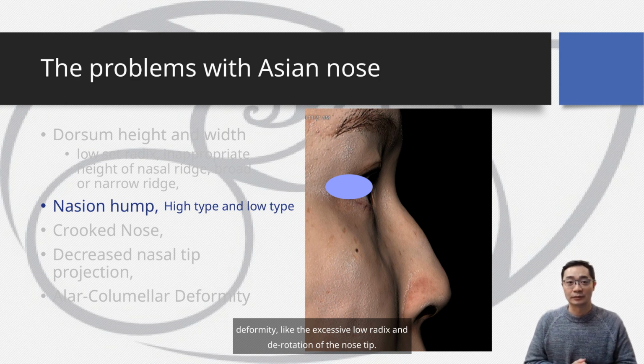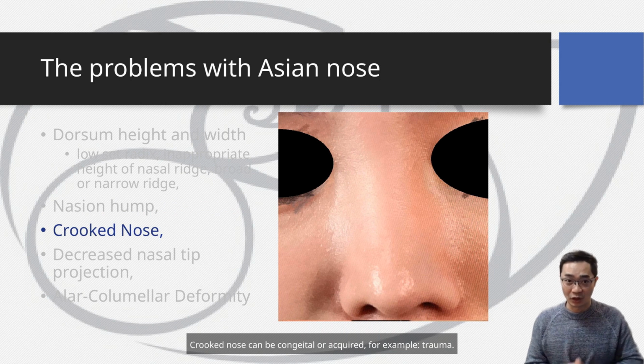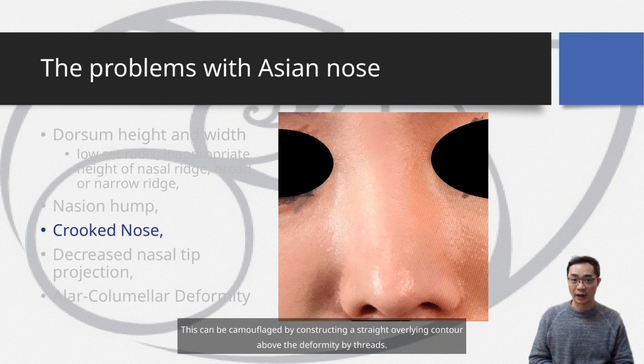Crooked nose can be congenital or acquired, for example, by trauma. This can be camouflaged by constructing a straight overlying contour above the deformity by threads.